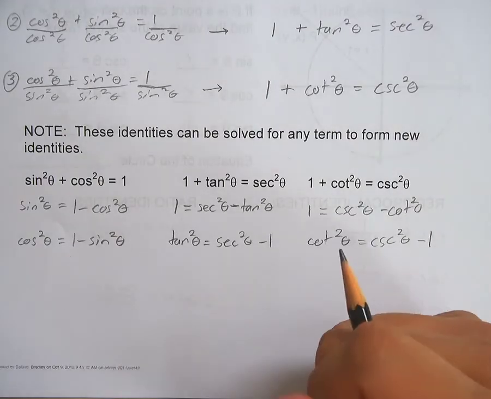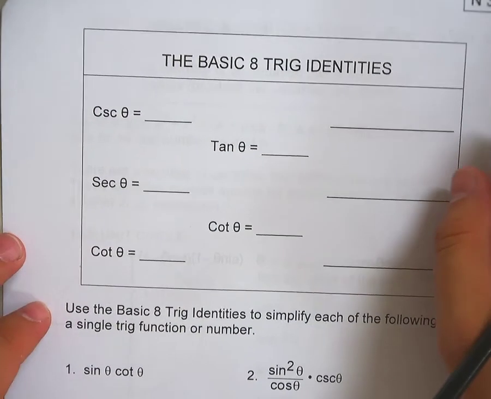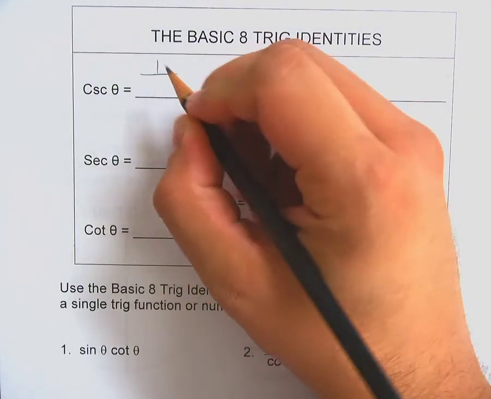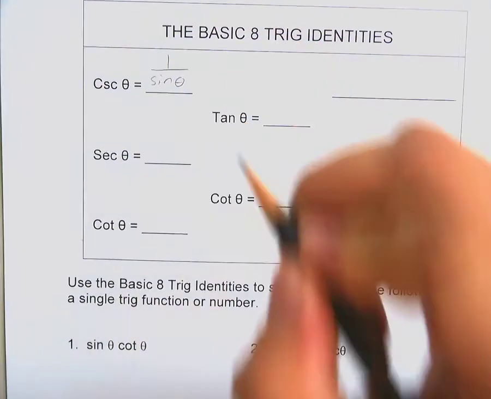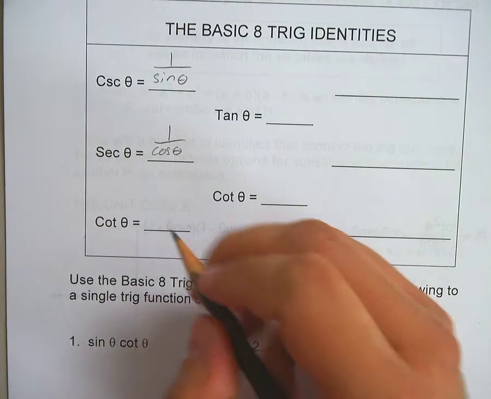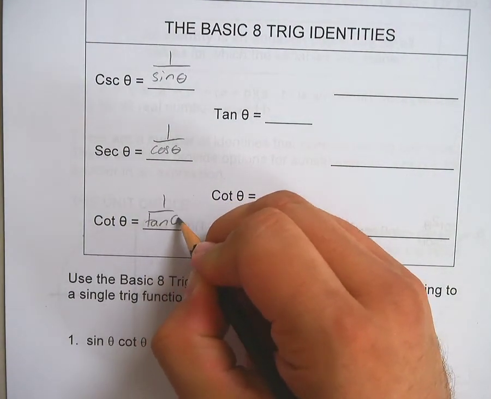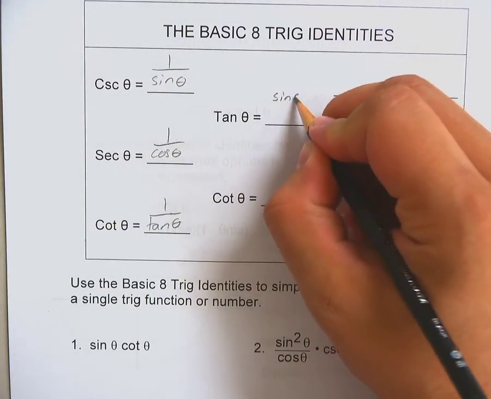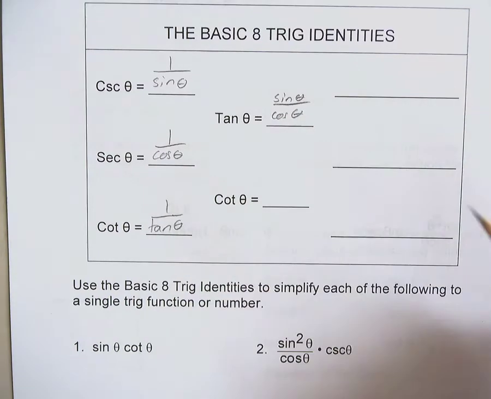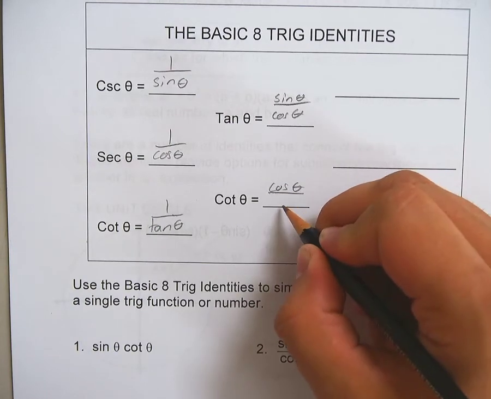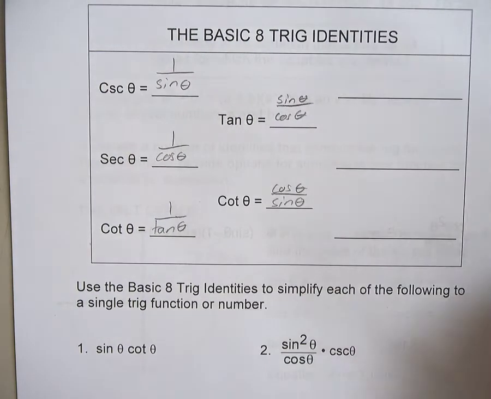So this is kind of like a scavenger hunt at this point. Let me show you what I mean. So your basic 8, the big 8, right? You've got cosecant is 1 over sine theta. You've got secant is 1 over cosine. Cotangent is 1 over tangent. Tangent of theta is sine theta over cosine theta. Cotangent is cosine theta over sine theta.